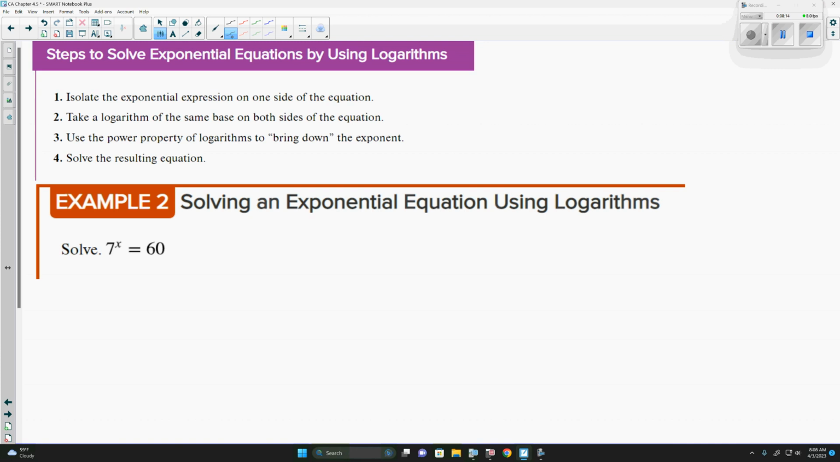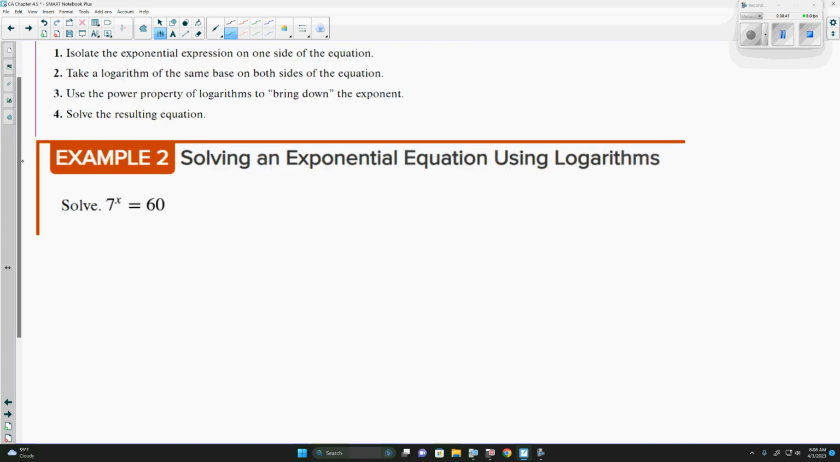Now this here is really where logarithms come into play and is very nice. If we're going to solve this, I'm going to go with the 4 steps especially the book gives us: isolate the exponential expression on one side of the equation. Take a logarithm of the same base on both sides of the equation. Use the power property of logarithms to bring down the exponent, and then solve the resulting equation.